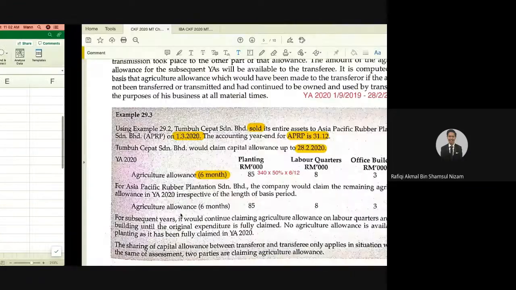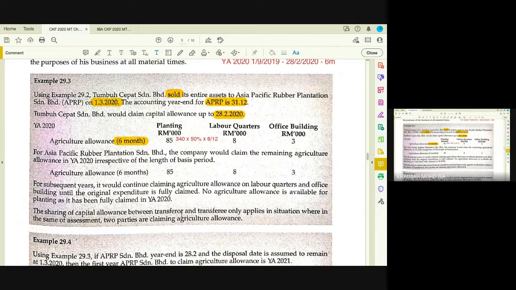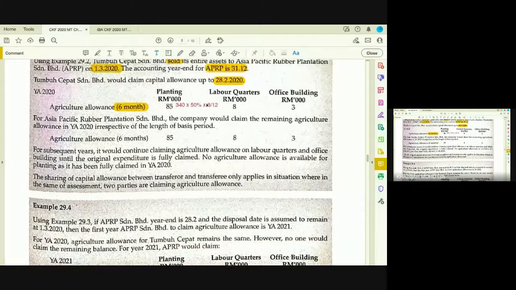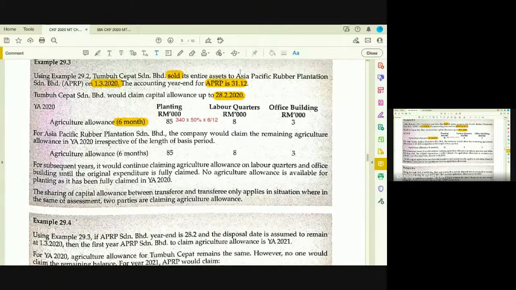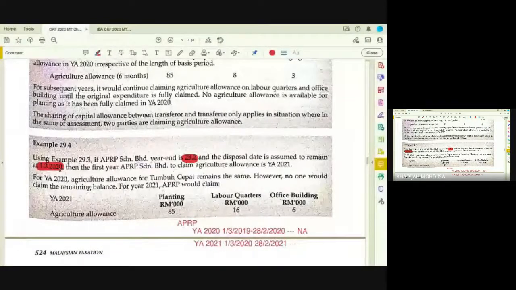All right. So let's go into 29.4. That's why you need to understand 29.3 before we go into 29.4. Using example 29.3, if APRP year end is 28th of February. In the earlier example, APRP is 31st of December. But in this example, year end is 28th of February, and the disposal date remains 1st of March 2020. Then the first year APRP can claim agriculture allowance is YA 2021. So my question is, why can't APRP claim in YA 2020?